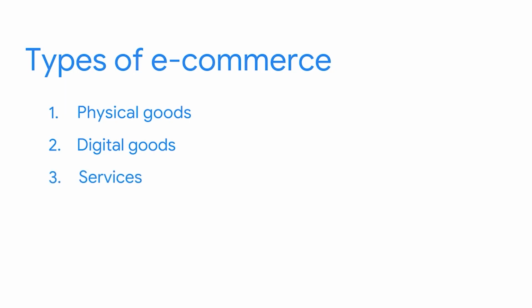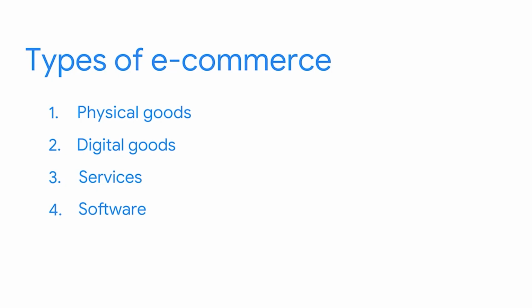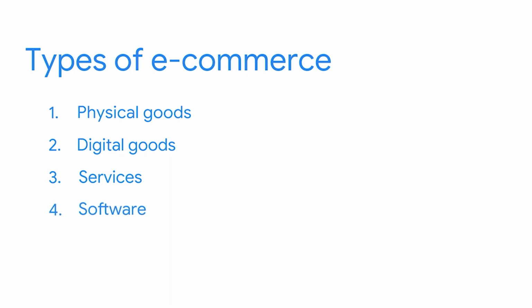You might also think of something like online tutoring lessons. That would be an example of a service. Other types of services could be health coaching, business consulting, or professional services such as graphic design. Finally, you might think of Adobe Photoshop, which is a software program you can buy online and download to your computer. That would be considered a software product.